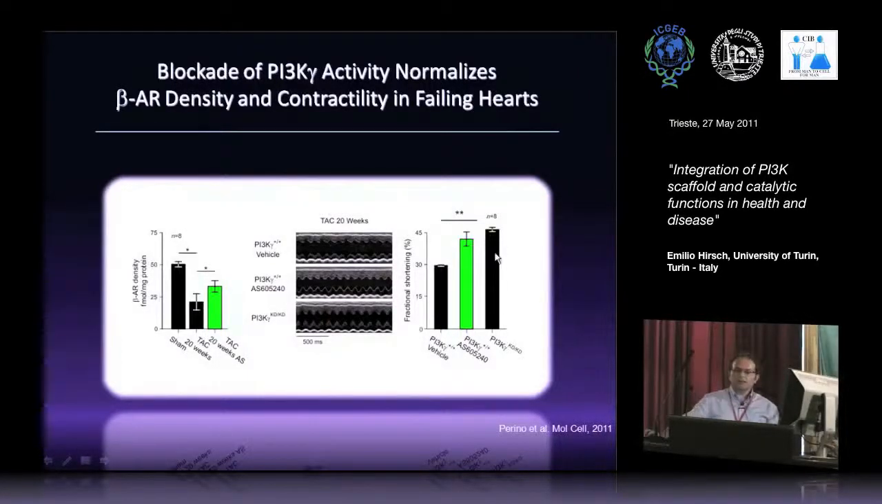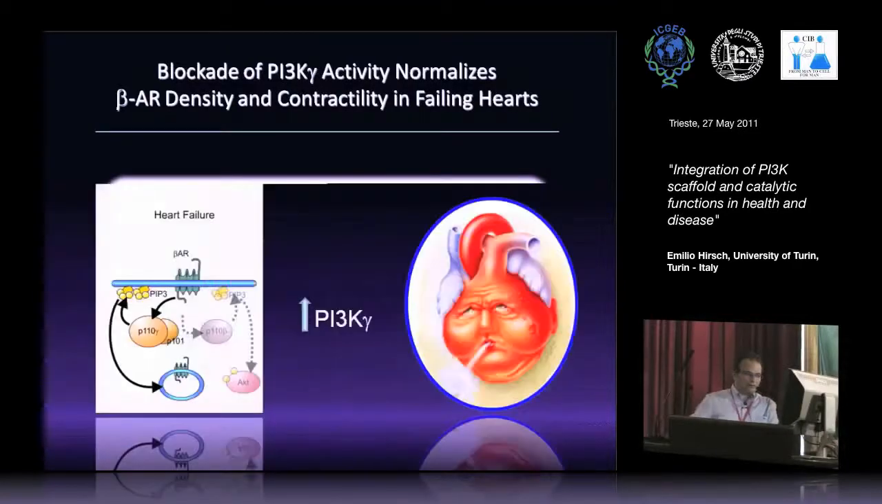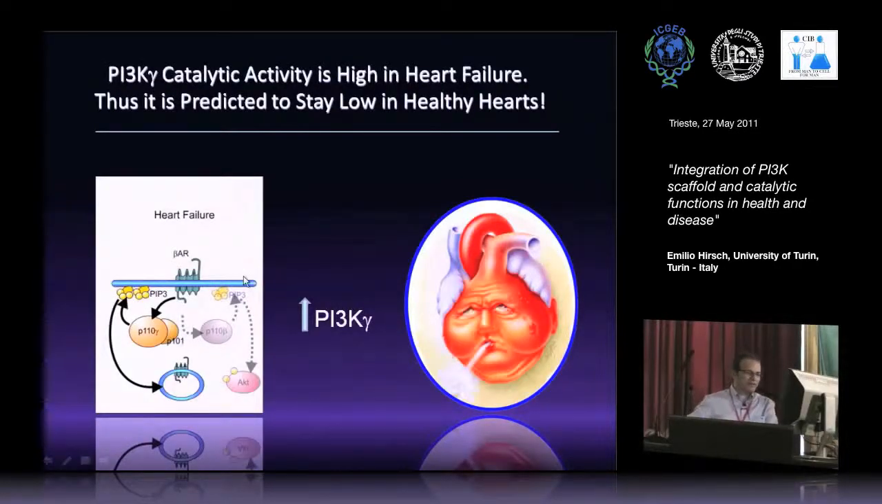And of course, in our mice where PI3 kinase gamma is catalytically inactive, adrenergic receptors are still normal, don't get downregulated after some time, and actually contractility stays. And as I showed you before, these mice do not develop heart failure. So the point here is that in heart failure, PI3 kinase gamma activity is needed to produce PIP3 that in turn causes shedding of adrenergic receptors.